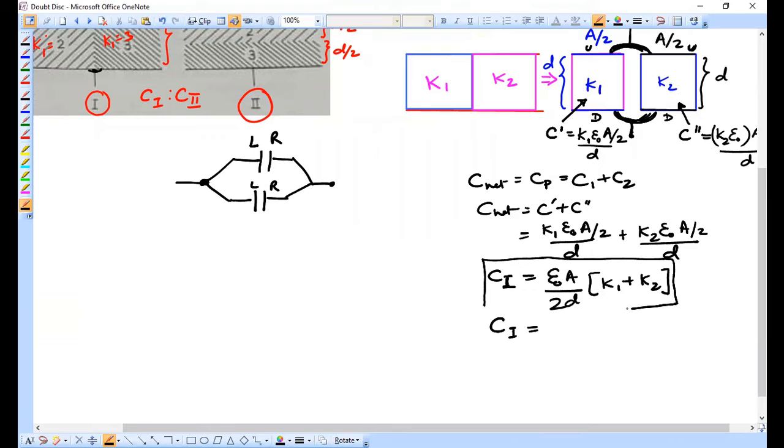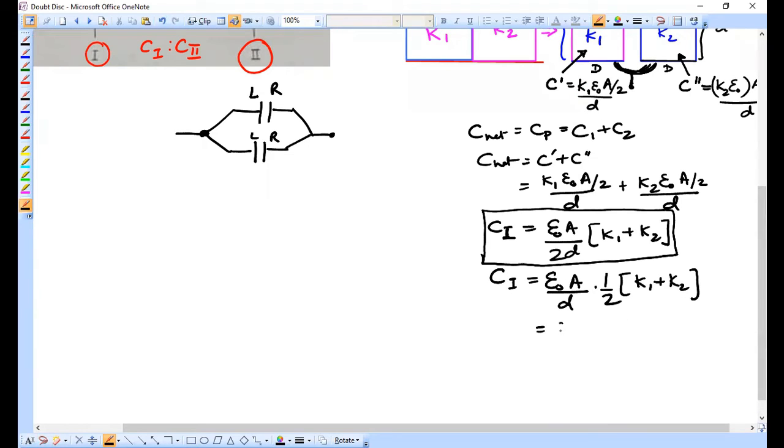a formula: if the space between the two plates is completely occupied by two different capacitors of equal size, the capacitance happens to be epsilon naught A by 2D times K1 plus K2, where K1 is the dielectric constant of one capacitor and K2 is the dielectric constant of the other capacitor. So this is epsilon naught A by D into 1 by 2 times K1 plus K2. Let's substitute the values given in the question. Epsilon naught A by D is 0.5 into 1 by 2.